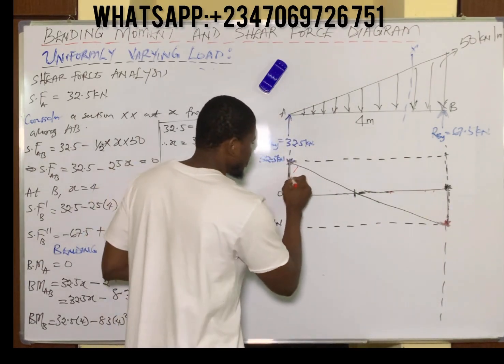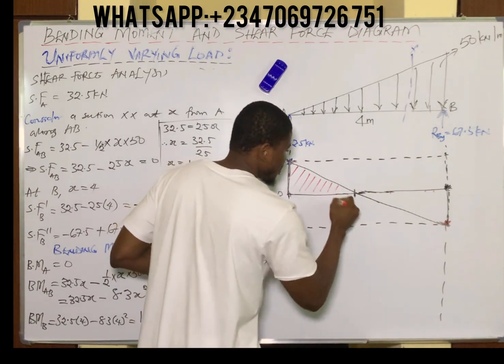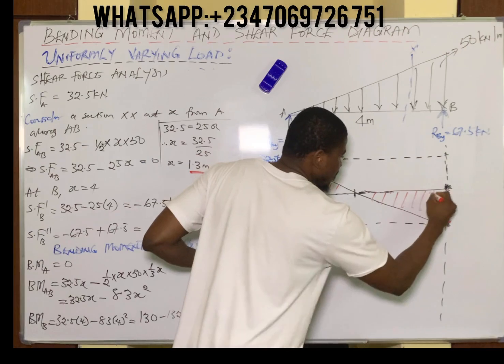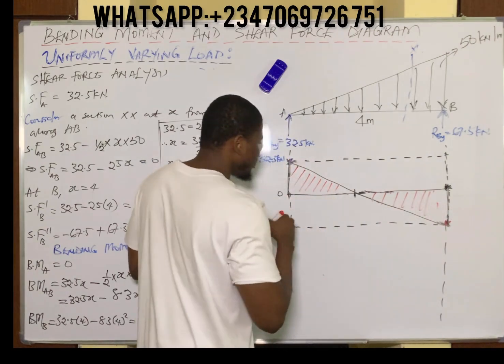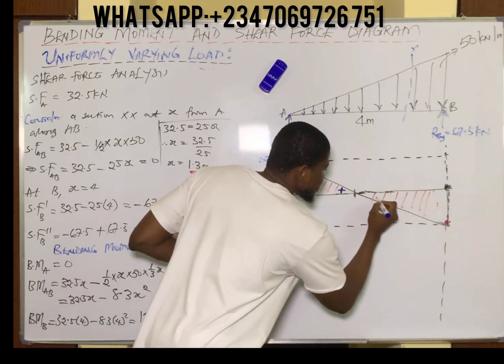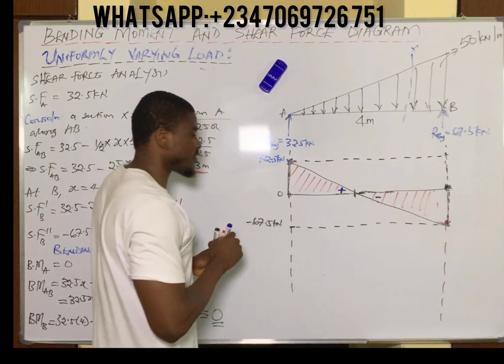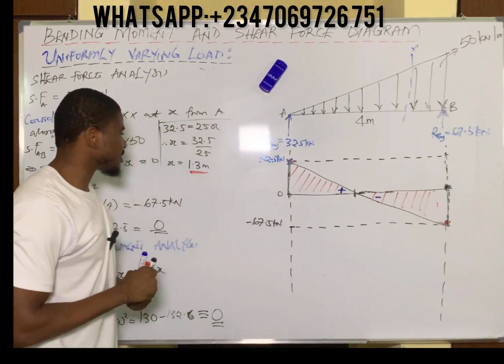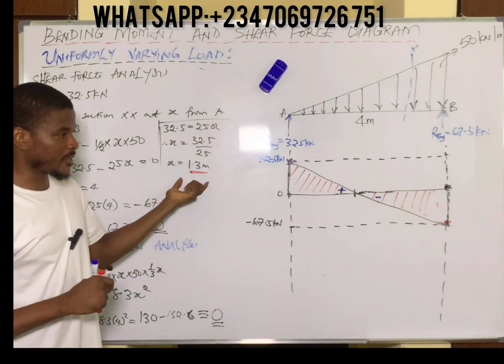So you can choose to shade. This is positive and this is negative. This is positive, this is negative. So this is where the shear force changes sign from positive to negative, at a distance of 1.3.